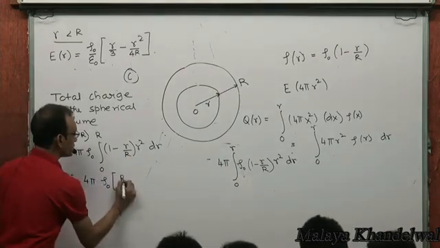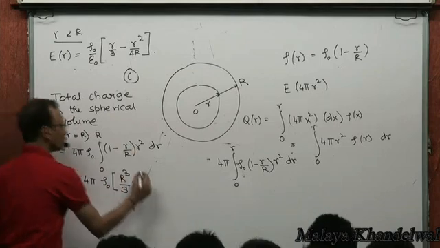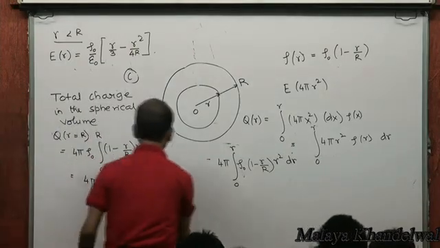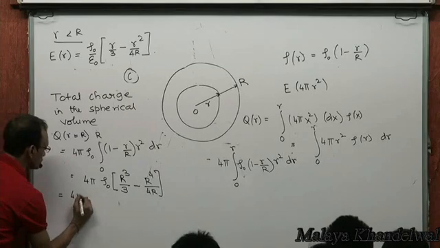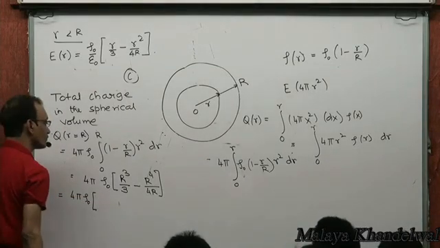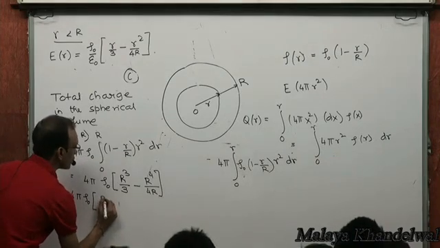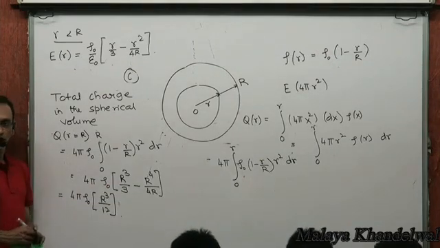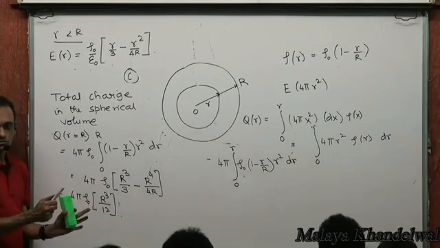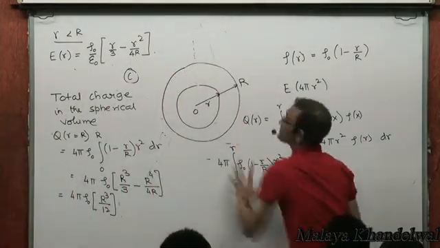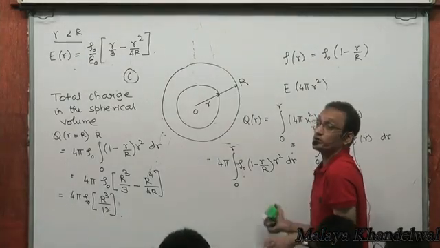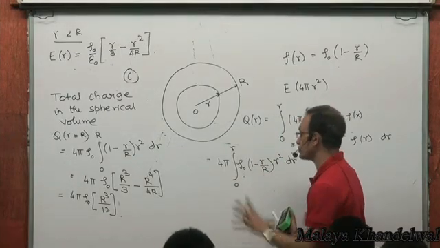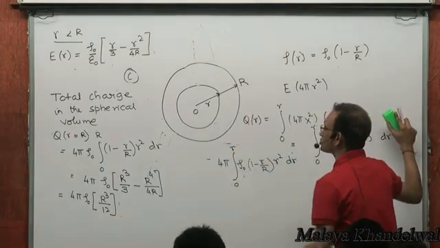R squared gives R cube by 3. This R cube gives R to power 4 by 4R, which comes to R cube by 12. Yes or no? I hope you realize this. R cube by 12, that's the total charge enclosed, right? For all points outside this spherical distribution, I can imagine this charge to be concentrated at the center, even though it's not a uniform volume distribution of charge. I'll show you why I can still imagine this charge to be concentrated at the center.